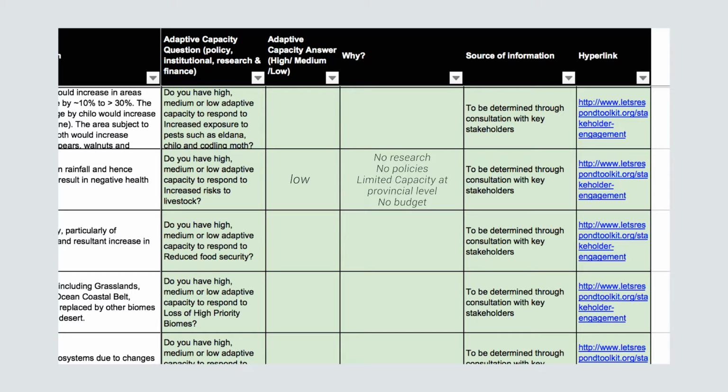You then follow the same process and respond to all the adaptive capacity questions with either high, medium, or low for the different indicators. It is important to remember that you only do the adaptive capacity step for the indicators that you responded yes to for exposure and high or medium for the sensitivity question. If you responded no for exposure or low to sensitivity, you can just ignore the indicator going forward because you are not highly affected by this particular climate change impact in your area.